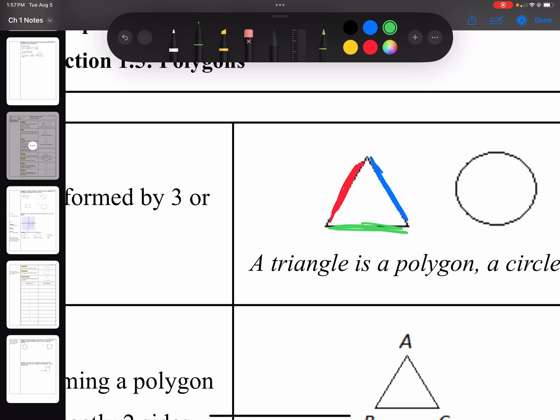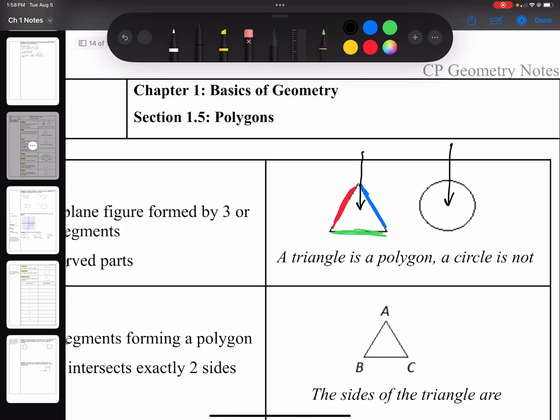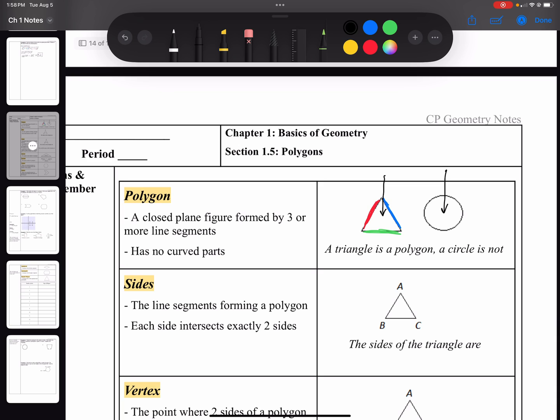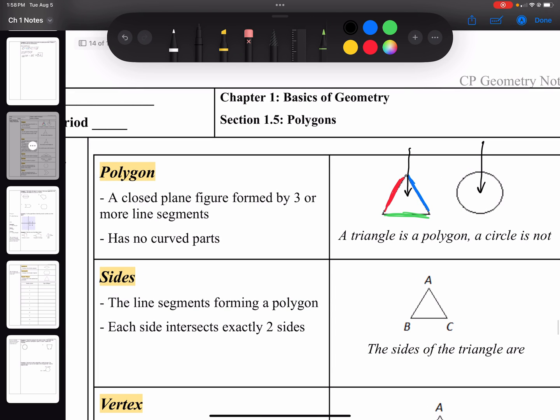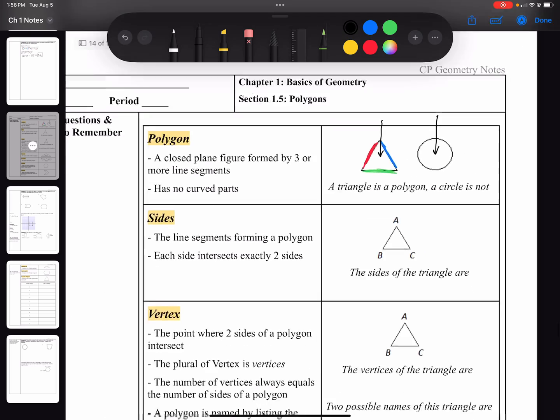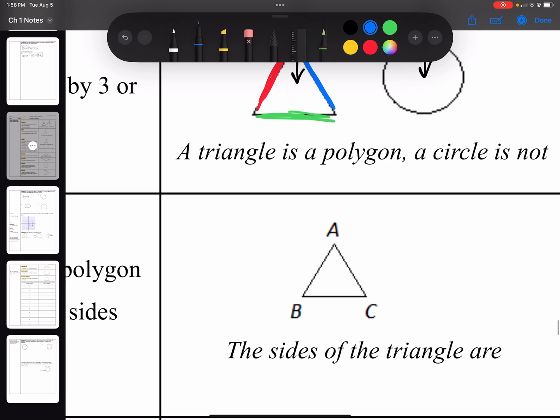Now, you might have referred to these in the past as shapes, but we have a better definition. It's called a polygon. That's what tells us why this shape is a polygon and this shape is not. The sides of a polygon are just the line segments forming the polygon. Now, more importantly, each side intersects exactly 2 sides, meaning, let's take a look at this triangle.